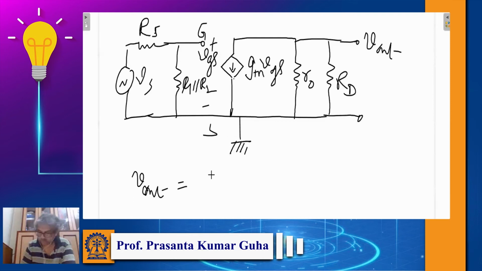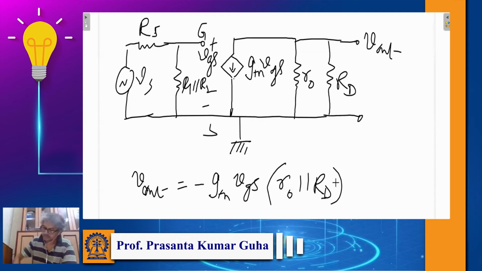V out equal to minus gm VGS, okay, R0 parallel RD. That is V out with a negative sign. And what about here? You see, like in the BJT we discussed, the VS is divided in two parts. One is across RS and the other is R1 parallel R2. But our interest is VGS. So VGS will be basically the voltage dropped across R1 parallel R2, right?